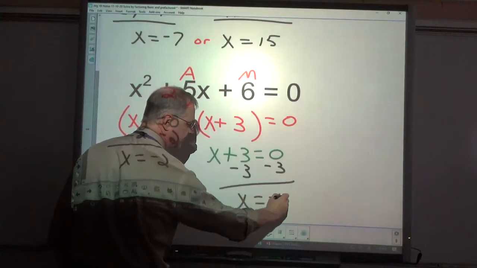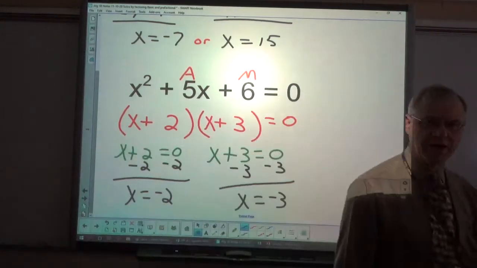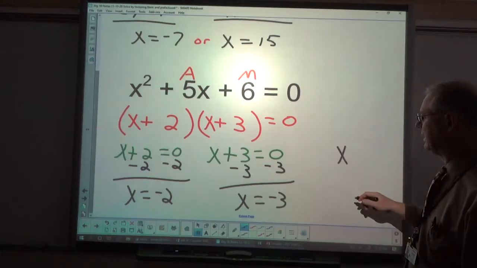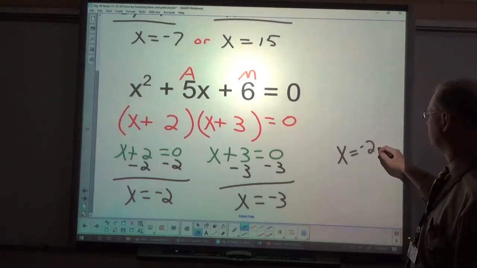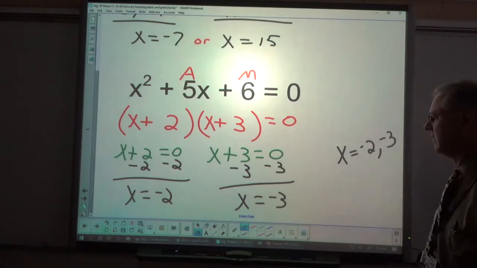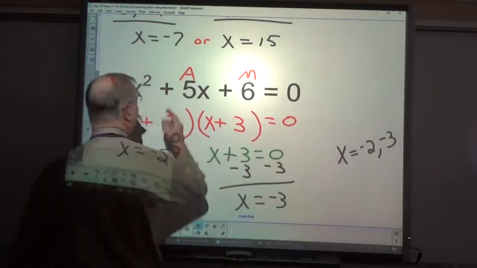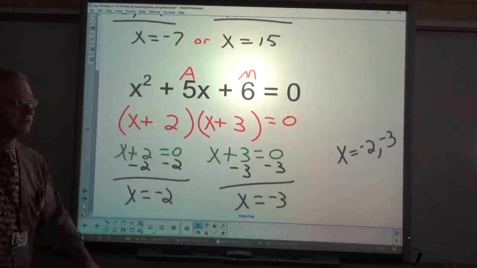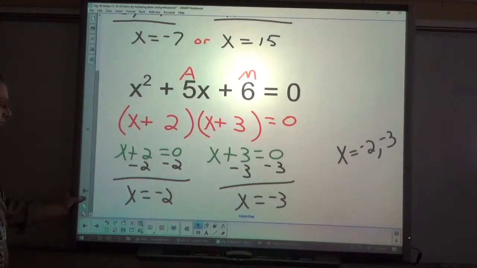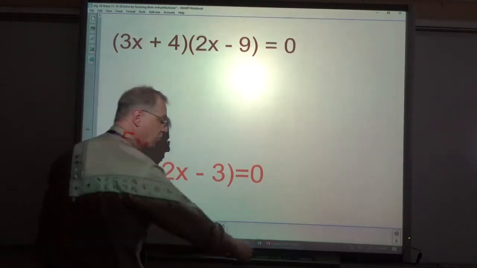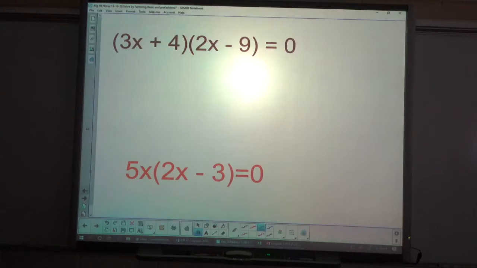x equals -3. Now another way you can answer this question without the word or, but implying it, is to say -2 comma -3. And that implies that these are the two possible solutions for x. So, or as a connector, or a comma between them when you're listing answers. Here's another couple examples where they're already factored for you.